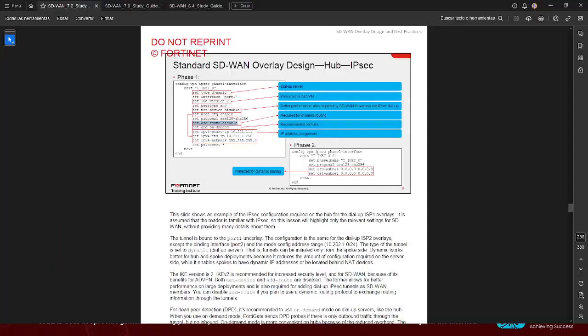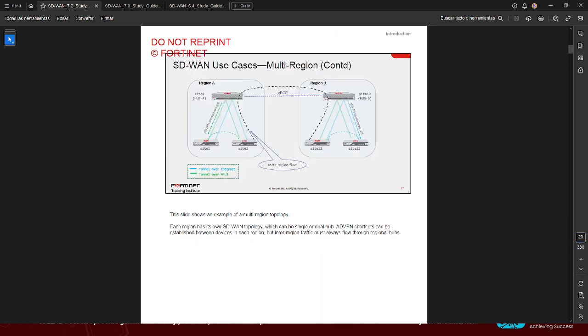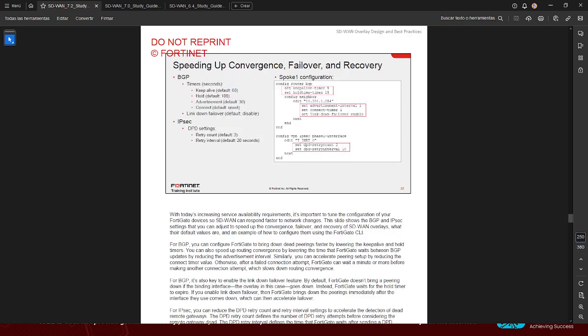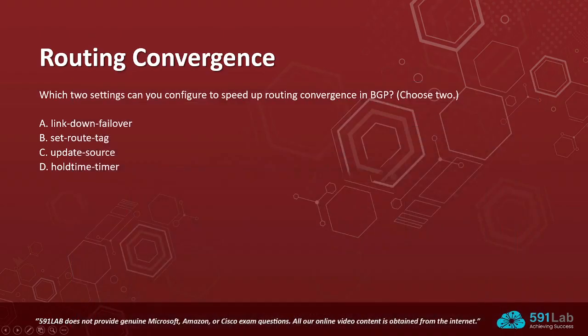If we take a look at the official documentation, we can go to this page, and we can see this configuration about speeding up the convergence, failover and recovery. And on BGP, we can change the hold timer and the link down failover. So for that question, our answers are option A and option D.